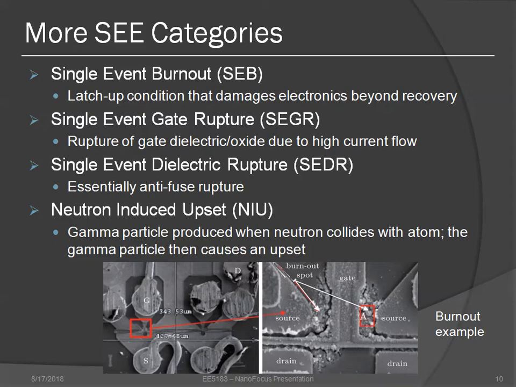And then lastly, there's your single event dielectric rupture and neutron-induced upset. Neutron-induced upset occurs when a neutron strikes a structure, causing the release of a charged particle, gamma often, which then causes one of the effects mentioned above.